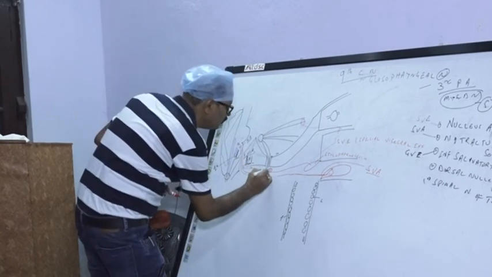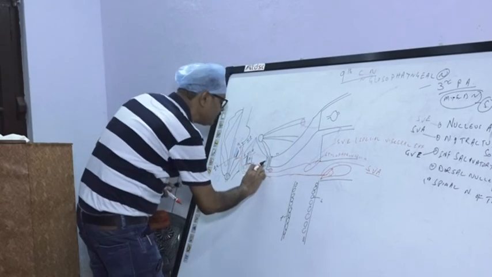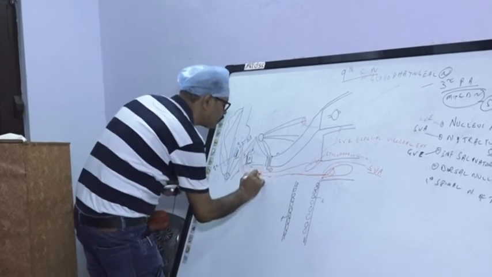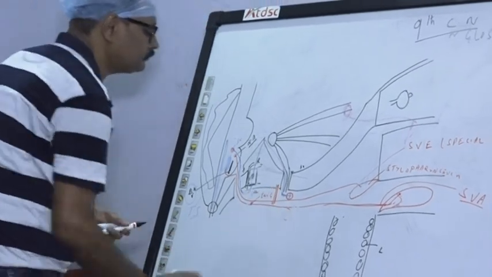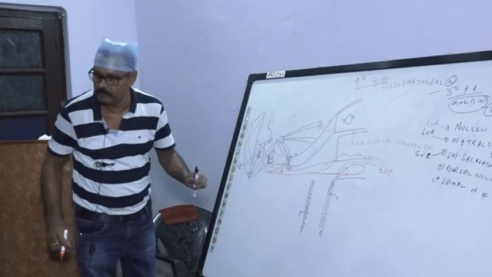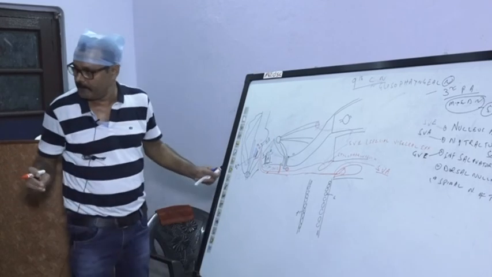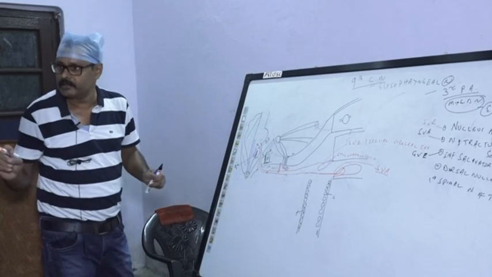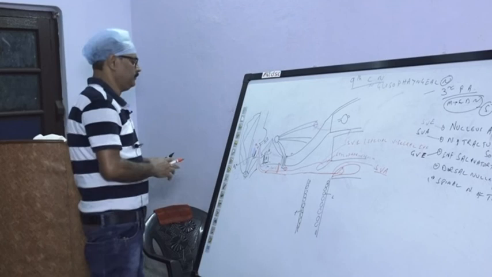Now, there is another foramen over here, through which passes one structure, the middle meningeal artery. This foramen is known as the foramen spinosum. Just posterior to the foramen ovale we have got another, smaller foramen, the foramen spinosum, through which passes the middle meningeal artery.